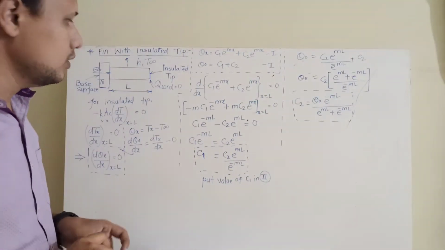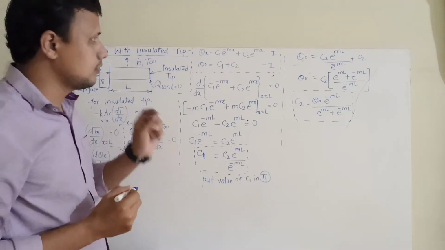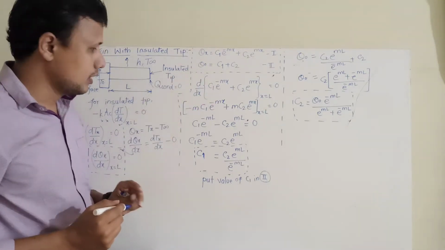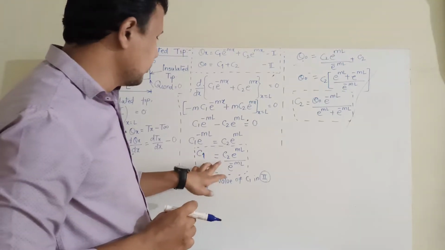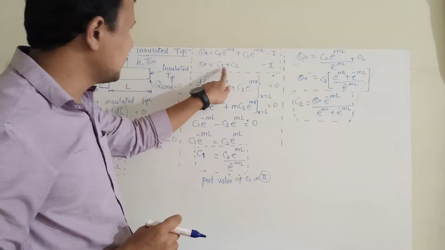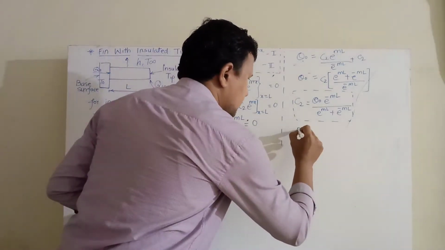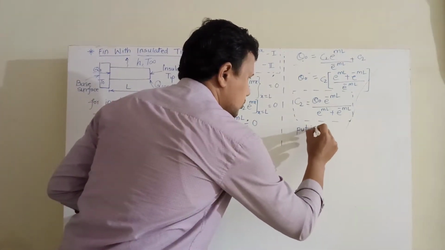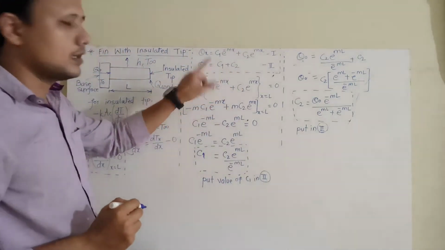Okay, now we have some values of c1 and we have some values of c2, but still we will go back to the basic equation. Now we have the value of c1 in terms of c2 and we also have the value of c2 in terms of theta 0. So we have something for all the terms in this equation. So that's why we will put in equation 2 in such a way that what I can write about this.